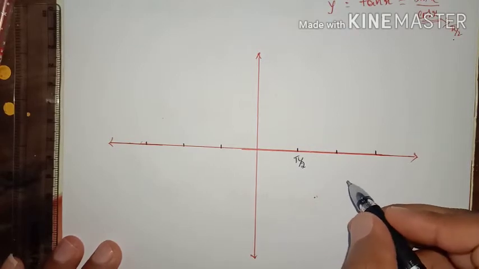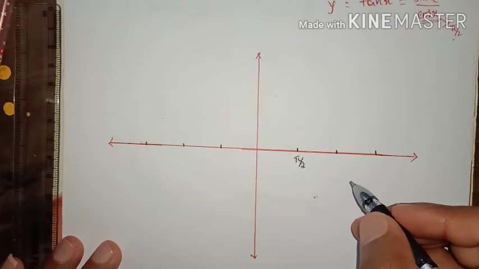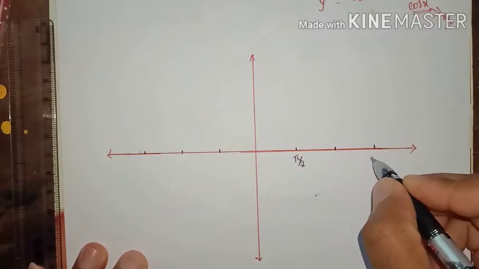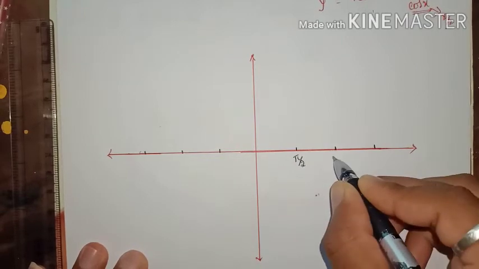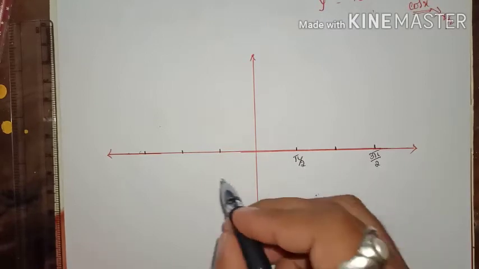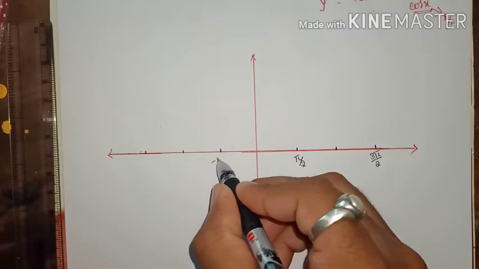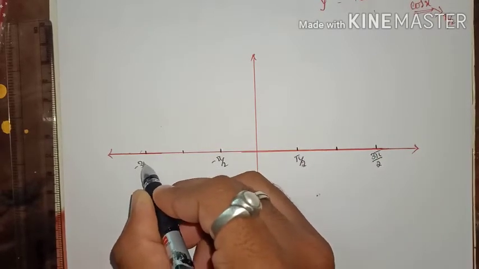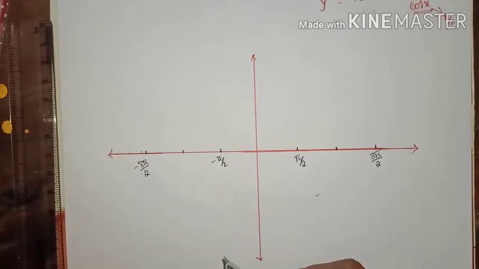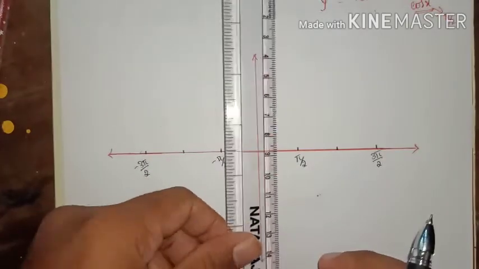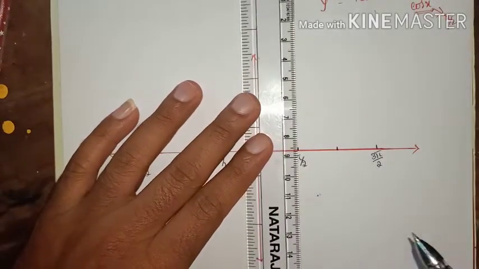And here pi by 2, and here pi, then this is 3 pi by 2. When I go to the left side, this one is minus pi by 2, and let me take this one as minus 3 pi by 2. Did you get that now? Let me draw a dotted line for this.